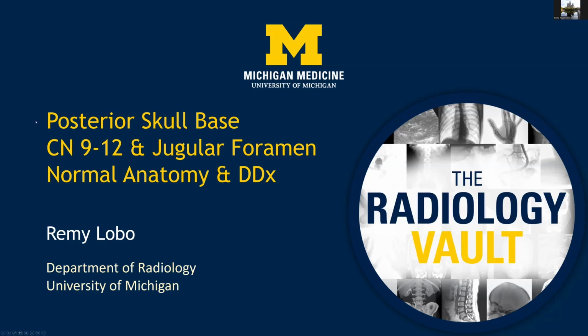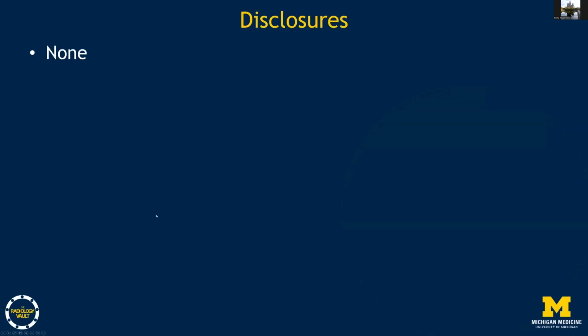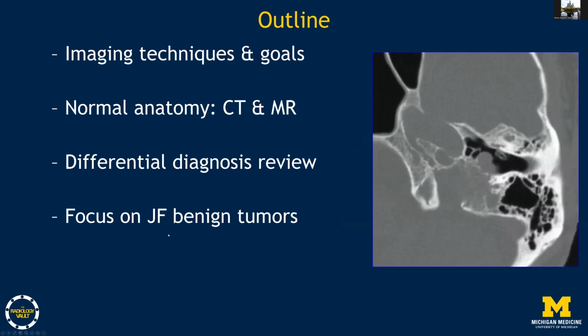Hello and welcome to the Radiology Vault. My name is Remy Lobo. I'm on the Neuroradiology faculty here at the University of Michigan. The talk today is going to be on posterior skull base, specifically the jugular foramen, and we're going to focus on cranial nerves 9 through 11 and a little bit of 12 as well. And we'll talk about normal anatomy as well as some differential diagnoses that you can work through as you're looking at cases. I don't have any disclosures.